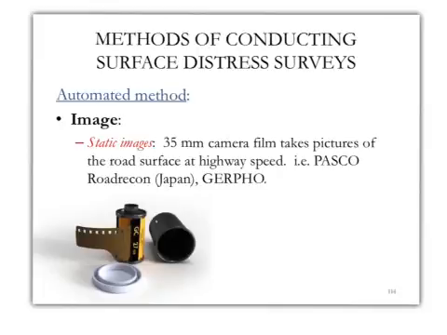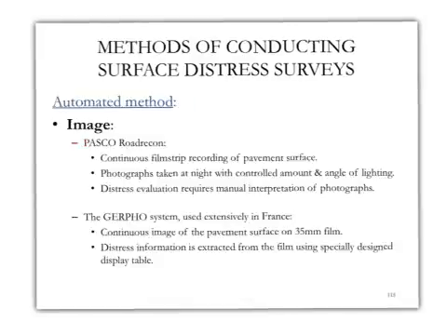And the ones who did this first of all were Pasco Rodricon, which was in Japan, which was pretty successful in their PMS systems. So the Pasco Rodricon is basically a continuous film strip which records the pavement surface, and those photographs can be taken at night with controlled amount and angle of lighting as well. So that's good. Instead of doing it in the middle of the day and being affected by the amount of traffic, we can still do it at night.